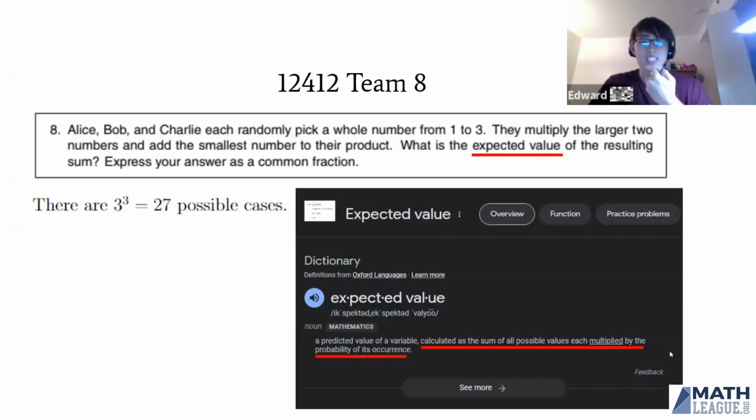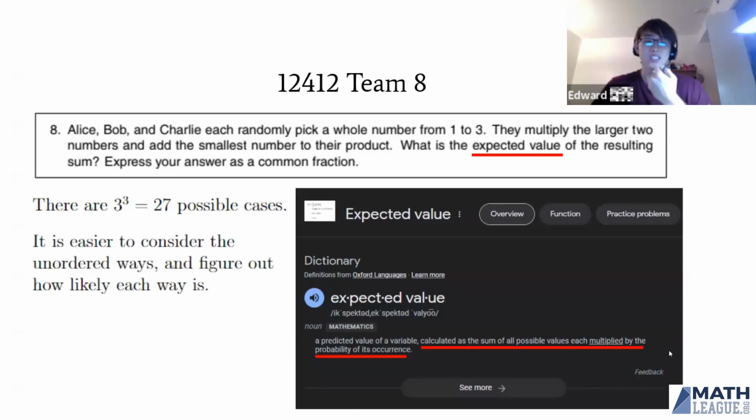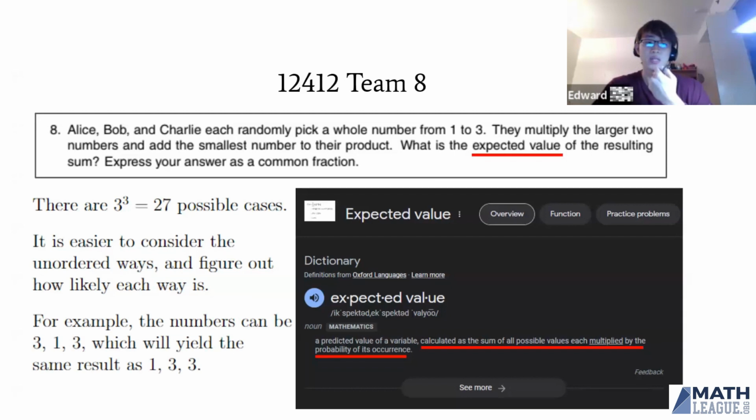That's a lot of cases. So it is easier to consider the unordered ways. For example, Alice can pick 3, Bob can pick 1, and Charlie can pick 3. But since we care about the 2 bigger numbers and then add the smaller number, it will be the same as if Alice picked the 1 and Bob and Charlie picked 3s. And what does this mean? This means we actually have fewer than 27 cases, because some of them will repeat.